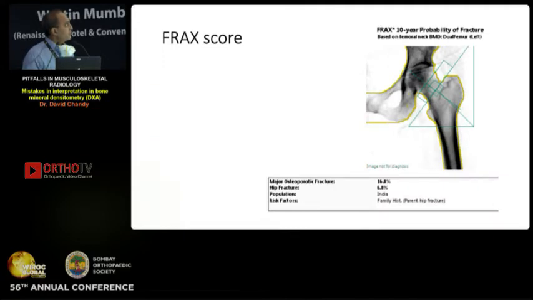You also have a FRAX score. That's a newer thing that has come in the last few years, where you can predict the 10-year fracture probability. Anything that is high, that is a major osteoporotic fracture risk of more than 20%, or a hip fracture risk of more than 3%, is an indication for treatment with anti-osteoporotic medicine.